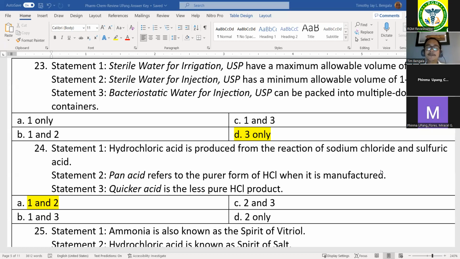Roaster acid, no? So ito na yung merong mas elevated kasi yung temperature kasama ginawa, no? Kaya minsan naging slightly yellow yung muriatic acid, which is how you prepare your roaster acid. So here, statements 1 and 2 yung correct.